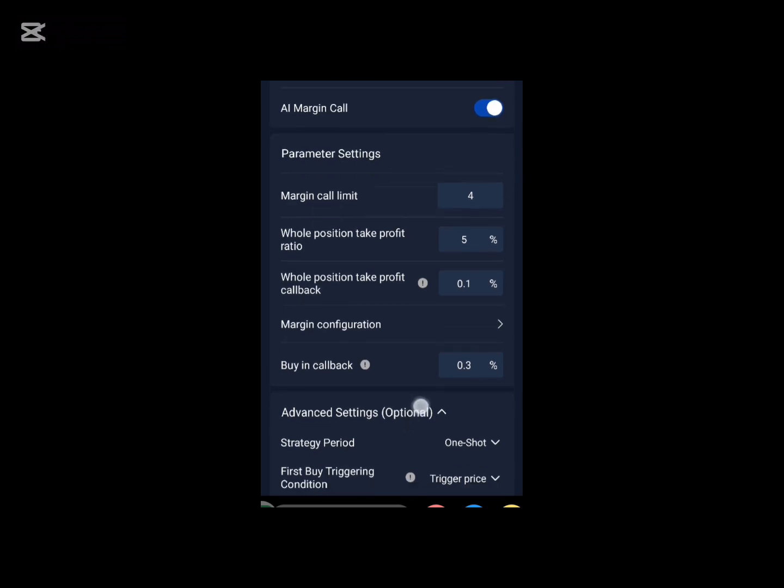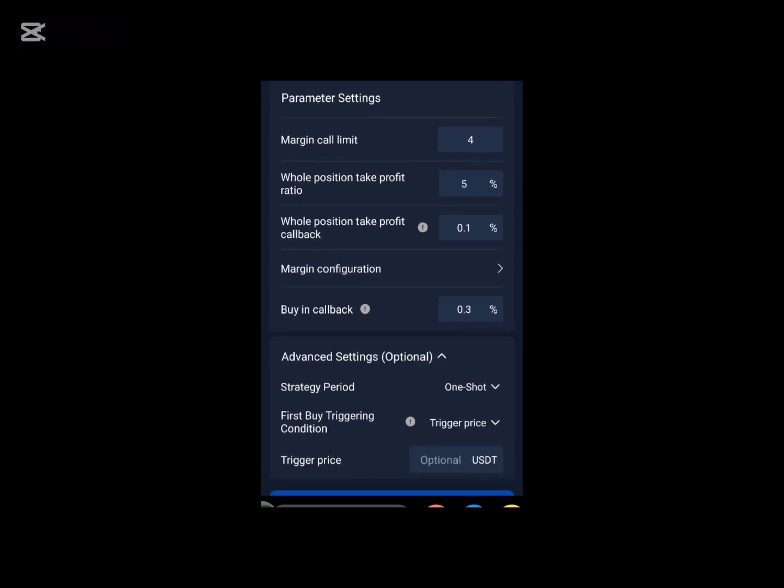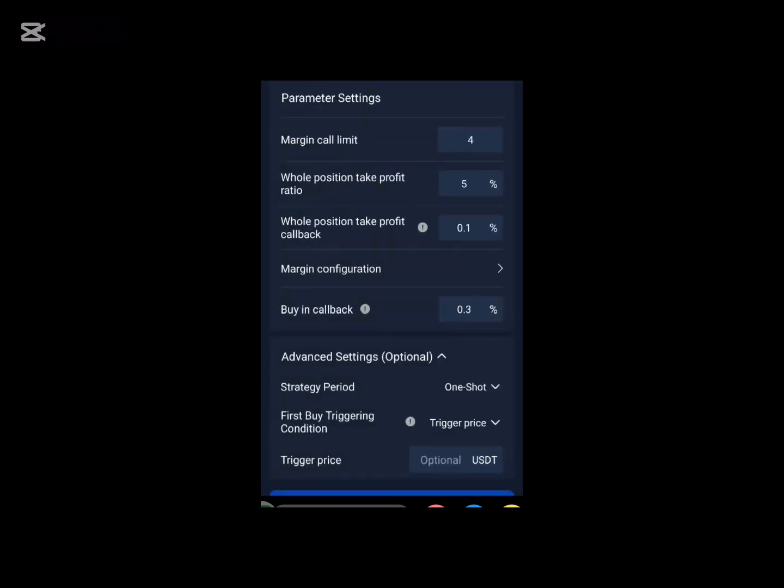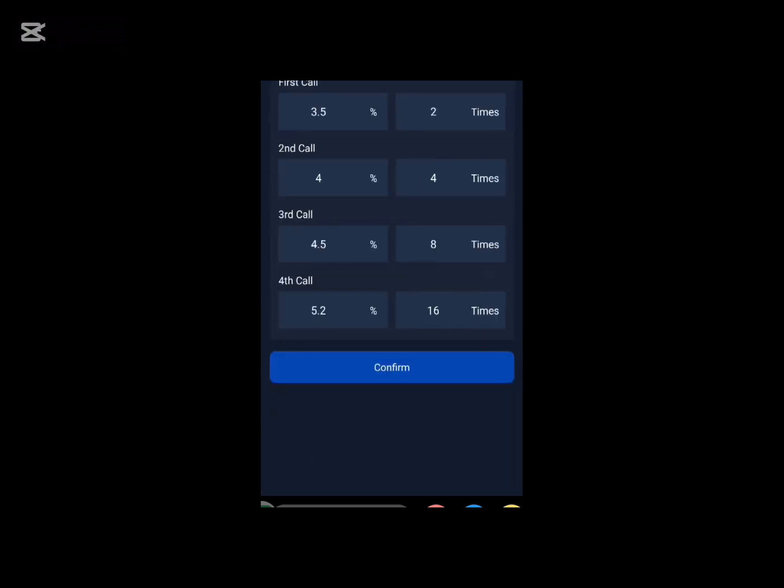After that, I come to margin configuration. Margin configuration simply means the analysis of the margin call limit. You say you want to buy like 4 times, how do you want to buy it? How much percentage do you want to be buying? The breaking down of the percentage of the 4 times you want to buy is what we call margin configuration. Let us enter. You can see that we have call 1, 2, 3, 4, which is 4 margin calls, a 4 call limit. 4 times you want to buy.